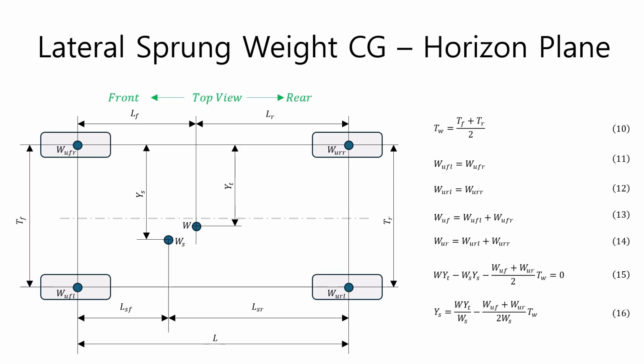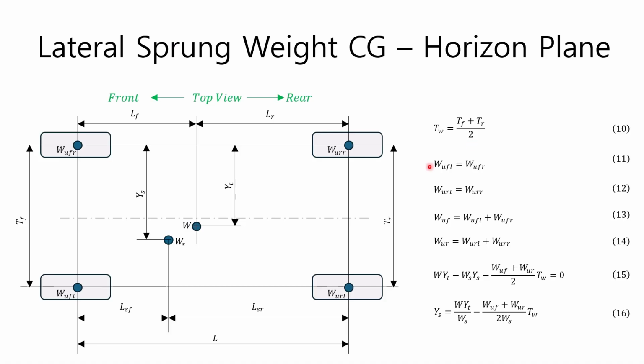Next, let's find the lateral position of the sprung weight in the horizontal plane. Since the track lengths of the front and rear axles are generally not very different, for the convenience of explanation, we will use the average value of the front and rear axle tracks as the representative track value of the entire vehicle, as shown in equation 10.